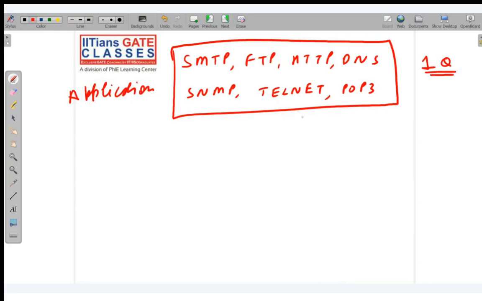Okay, it will definitely come in the GATE exam directly or indirectly, so you should know these points. SMTP works at which layer? Application layer. FTP works at which layer? Application layer. SMTP is Simple Mail Transfer Protocol.